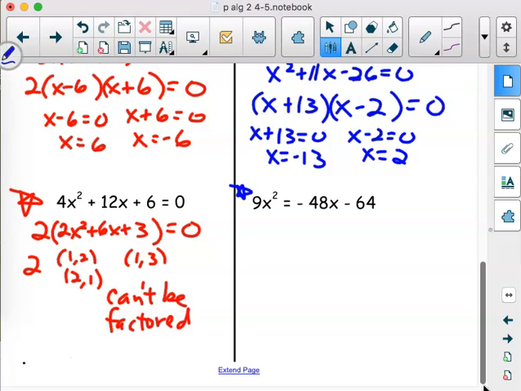Let's go to this little doggy right here. You notice something wrong with that one? Everything's on the right side, except for the x squared. So the question is, should I take all this negative stuff and move it over here with the positive 9x squared, or should I take the positive 9x squared and move it over there with all the negative stuff and make it negative? Well, it's usually a good decision to keep your x squared term positive. So I would add 48x and add 64 to both sides.